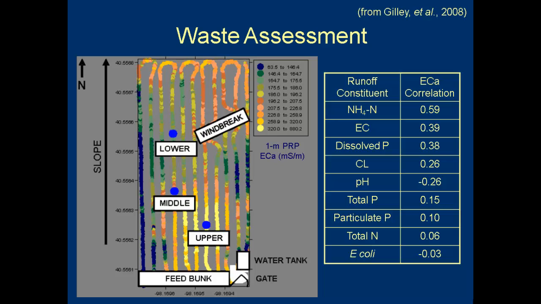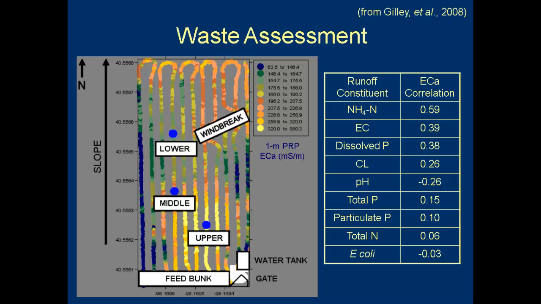Gilly et al. used a 1 meter perpendicular array to map cattle pens. An area in this pen near both the feed bunk and water tank has an apparent conductivity of about 300 millisiemens per meter. Its surface contained relatively abundant compacted waste. A secondary area of elevated conductivity extends from a windbreak to the northern edge of the pen.